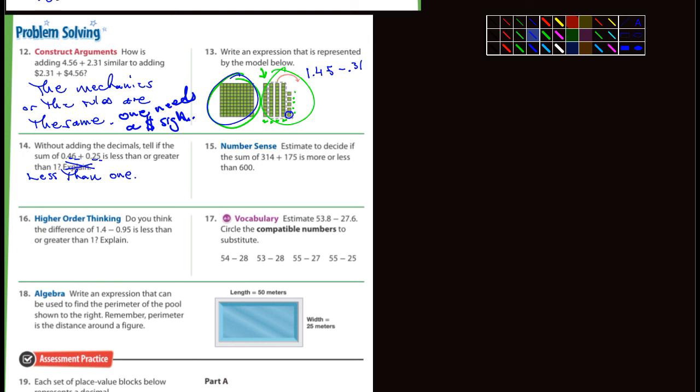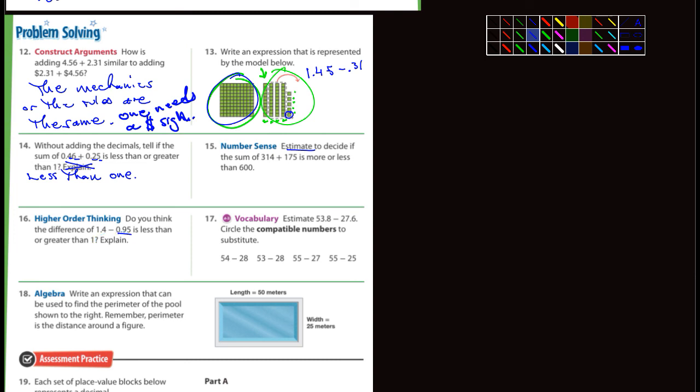15, number stands here, estimate to decide if the sum of 314 plus 175 is more or less than 600. I'll let you estimate on your own and however you want to do that. Number 16, do you think the difference of 1.4 minus 0.95, which is almost 1, all right, is less or greater than 1? Well, if you just did that in your head, explain to me how you thought about it. All right, I think you can do that.